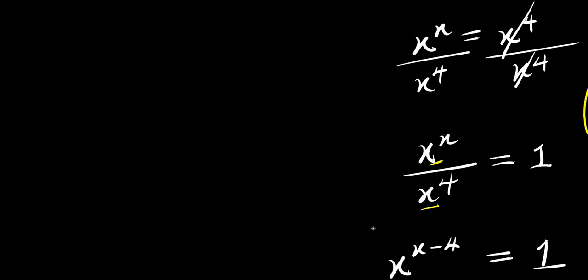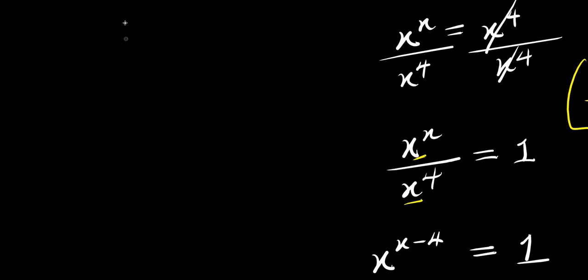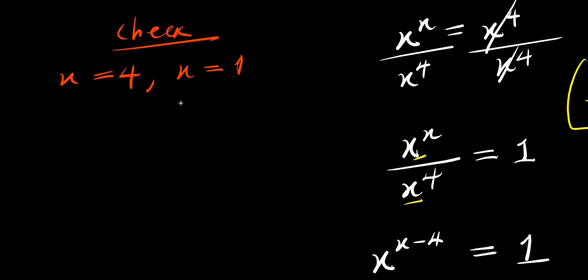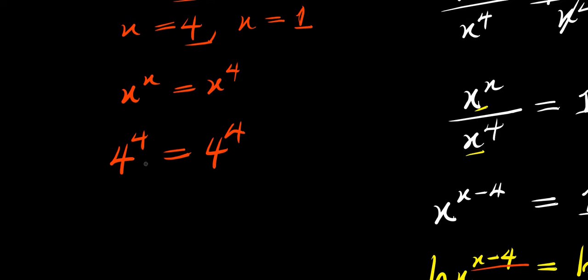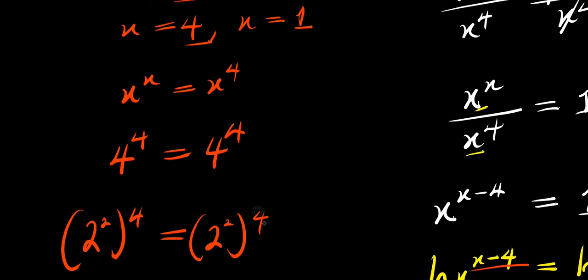So, guys, you can even check if you want to test for the values. You can check if you have x equals 4 and also x equals 1. And the question remains x power x equals x power 4. If you insert 4 for x, you have 4 power 4 equals 4 power 4. Now, what's the value of 4 power 4? 4 is a perfect square, which is 2 power 2 raised to the power 4, and this is 2 power 2 raised to the power 4.